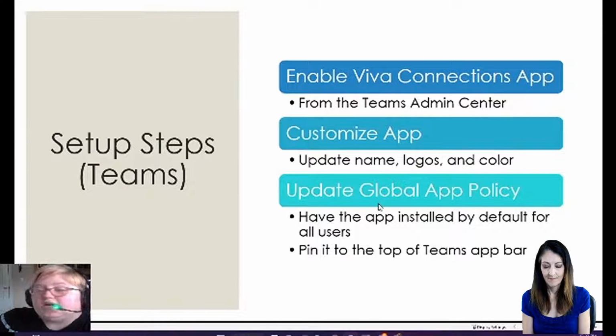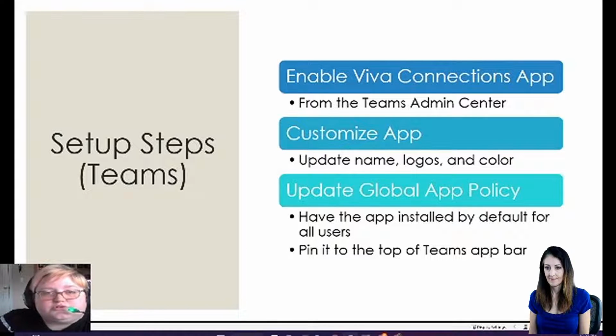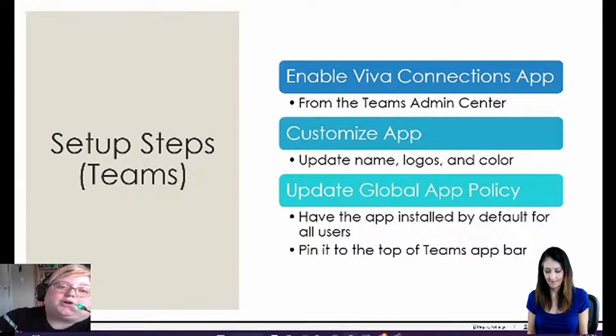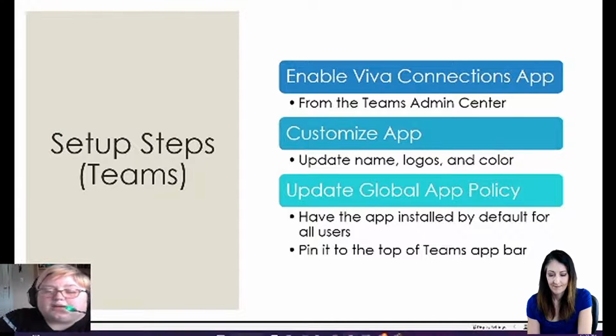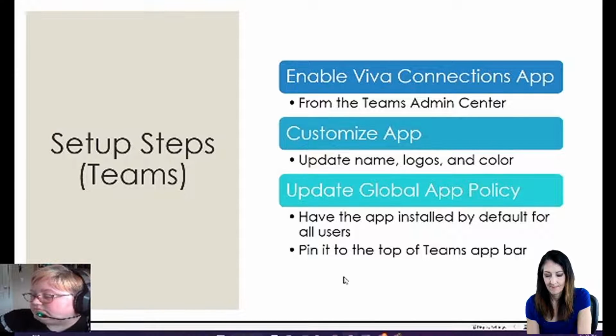And then the last part is that you have to update your global policy for apps inside of Teams. With that policy, you want to do two things. You want this app installed by default for all your users that are using Teams, so they don't have to go find it themselves and add it. And then, to make sure they can find it and see it, you want to pin it to the top of the Teams app bar. Make sure that it's installed by default and then pinned to the top so that they can easily access it.